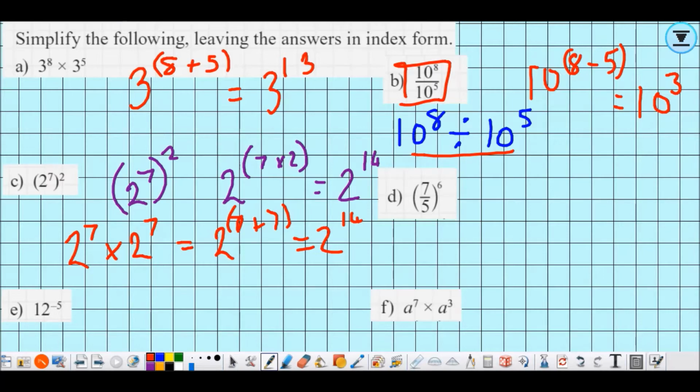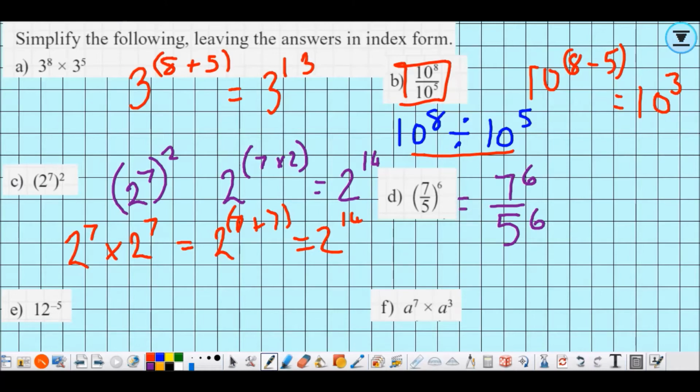Okay, looking at D, a fractional value, so remember we apply the power to both the top, the numerator, and the denominator of the fraction. So we've got 7 over 5, and if I'm going to pull the power of 6 out, it just becomes 7 to the power of 6 over 5 to the power of 6. Okay, and I would leave it as that. So that one's quite an easy one.